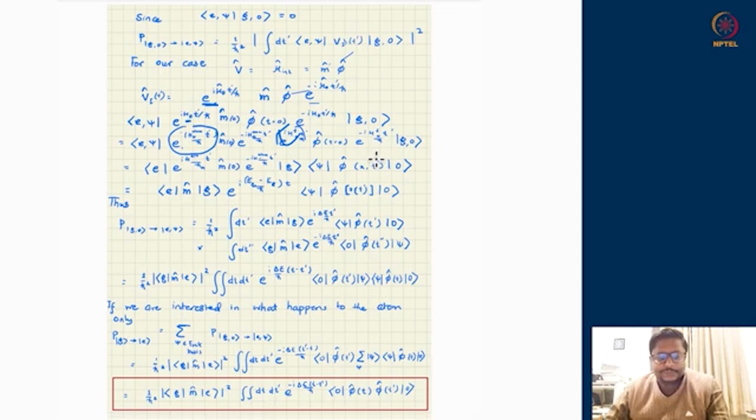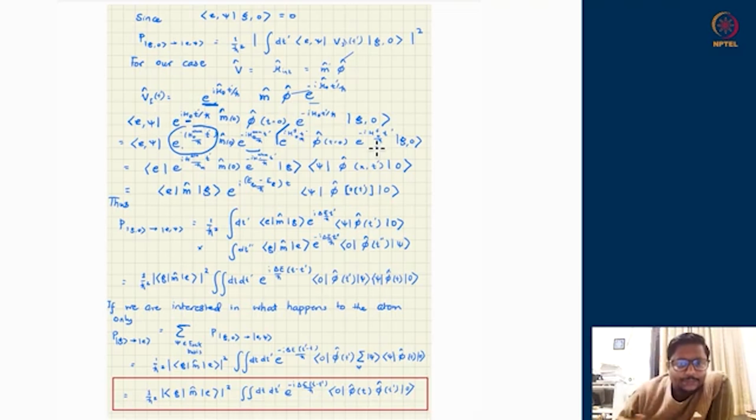Similarly, on the right hand side, e to the power minus i H0 t prime upon h bar. Again, this H0 can be broken up into H atom and H field with a minus sign at t prime. So I have the atom with a minus sign here and the field with a minus sign here. So I have just broken things apart.